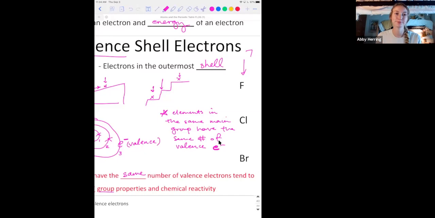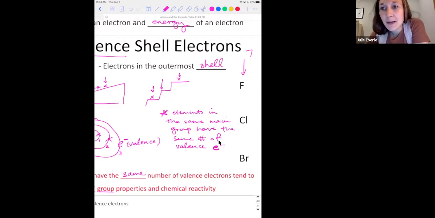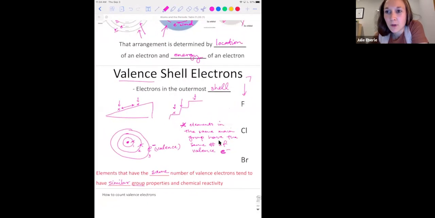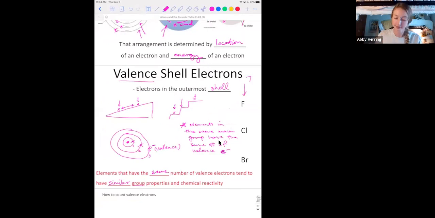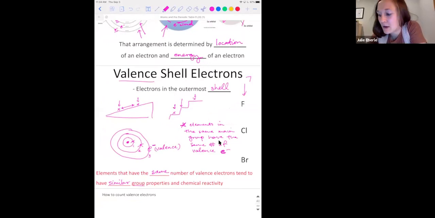Question about that. Yes. So how many valence electrons do the transition metals have? Because they're not in the same group. You're correct in asking this. It's a great question. They all have 2. Transition metals all have 2 valence, so you can write that down.